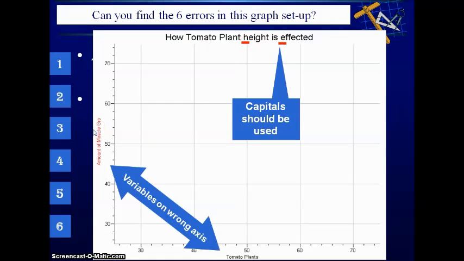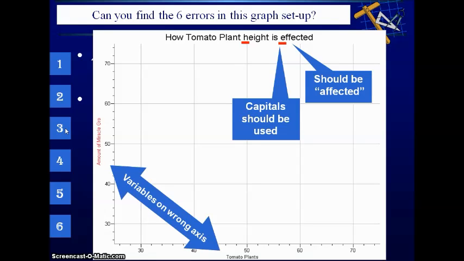Another thing we should have noticed is that we've got the variables switched around. Okay, the Miracle-Gro, that was what we were controlling. That's the independent variable, so that should go down on the x-axis. And then the information, how the tomato plants respond, that should go on the y-axis. So we had those mixed up. Another thing is they use the wrong form of effect.